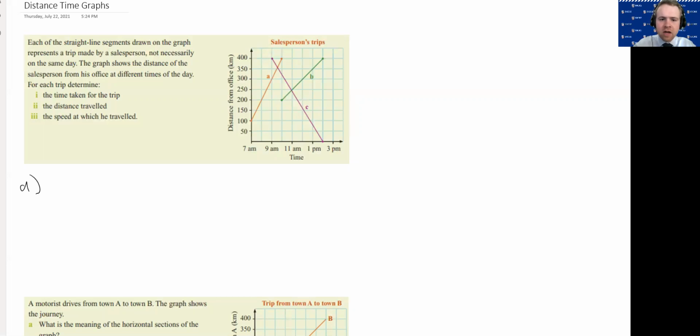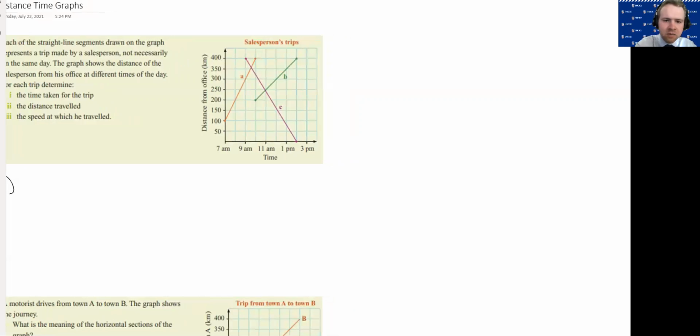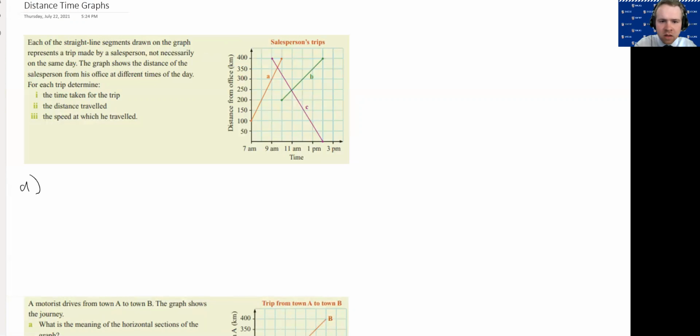We've got to think about the time taken. We start for trip A at 7 a.m. Each of these grid lines is 1 hour. You can see there's 8 a.m. missing, and then it goes to 9, and it'll be 10, 11, 12, 1, etc. So the time taken, we go from 7, and on the horizontal axis, we end at 10. So it's a 3-hour trip.